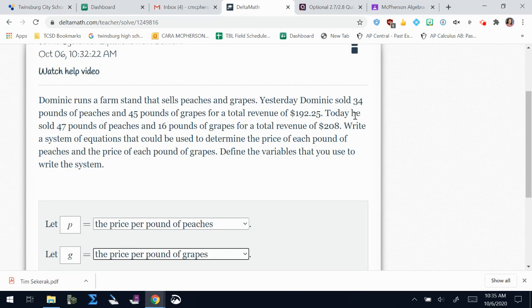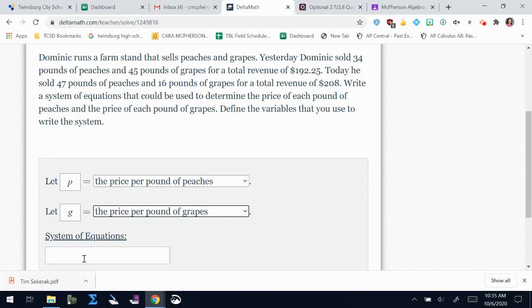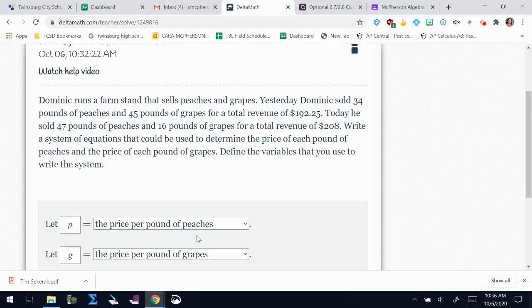Well, the first thing I know is I know exactly how many pounds of peaches and how many pounds of grapes that I sold in order to make this certain amount of money. So this was yesterday's Dominic's spending. So I purchased 34 pounds of peaches. I don't know the price, so I'm going to put a P there. And then I did 45 pounds of grapes at whatever the price is that I'm trying to find. And I had $192.25. So that was Dominic's buying yesterday.